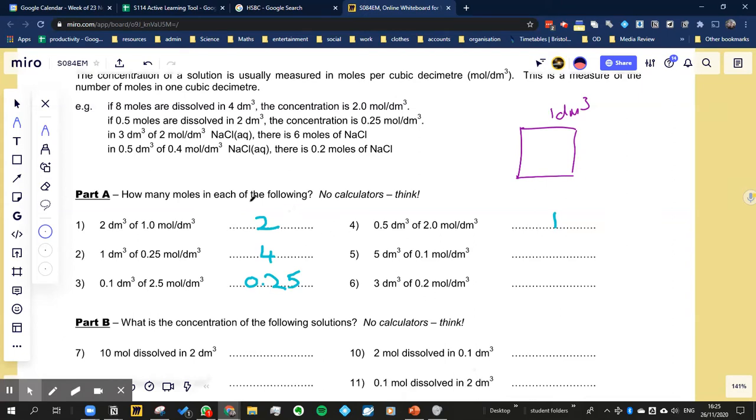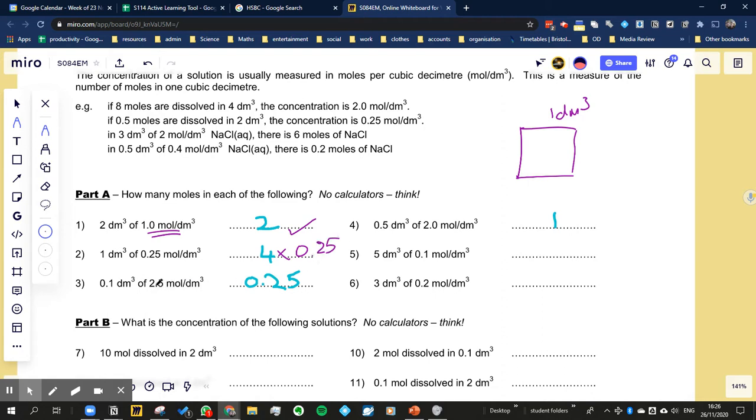So looking at volumes in moles per decimeter cubed, if the concentration here is 1 mole per decimeter cubed, that means that in 1 decimeter cubed there would be 1 mole. So in 2 decimeter cubed there would be 2 moles. In this one now it says 0.25 in 1 decimeter cubed. So in 1 decimeter cubed, that's actually just going to be 0.25 because it's saying how many moles in 1 decimeter cubed, and they've got 1 decimeter cubed. So that's just going to be 0.25.